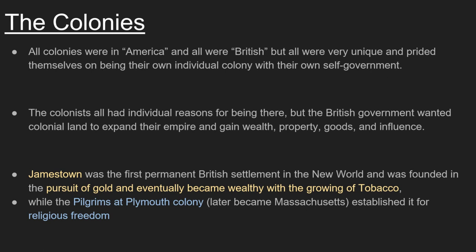Jamestown, just to remind us here, was the first permanent British settlement in the New World. And with Jamestown, you had the Virginia House of Burgesses, which is the first colonial government. Jamestown was founded in the pursuit of gold. They didn't really find gold, but tobacco became their wealth. And then Pilgrims at Plymouth, they were founded up in Massachusetts area. They were established for religious freedom.